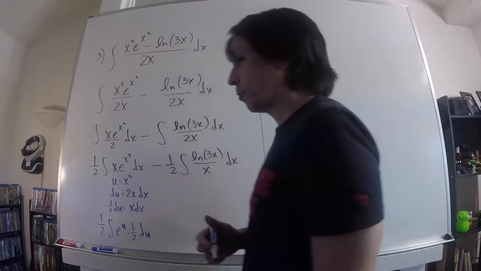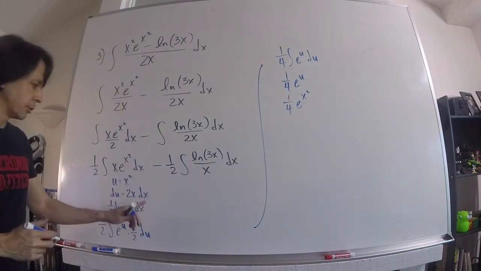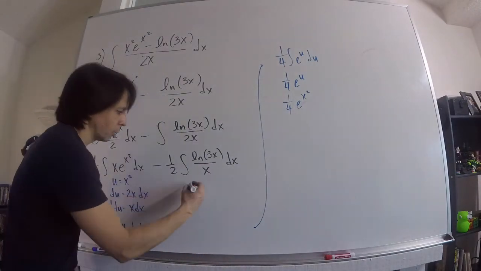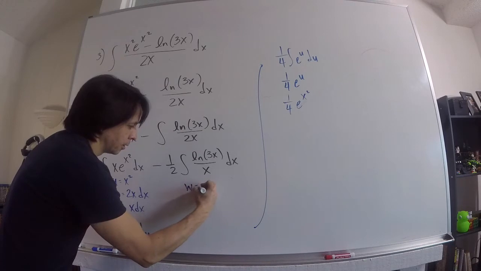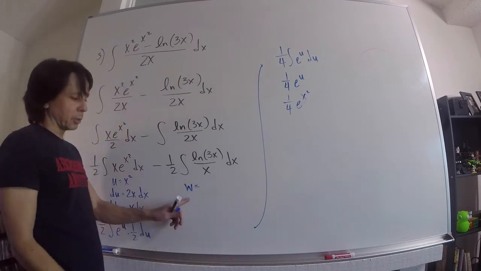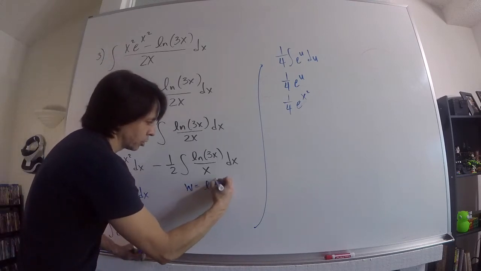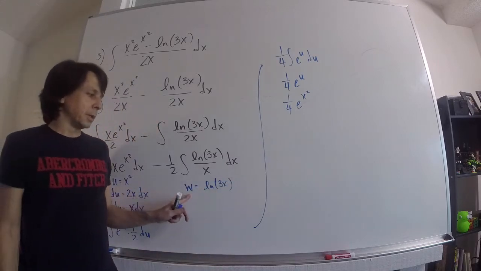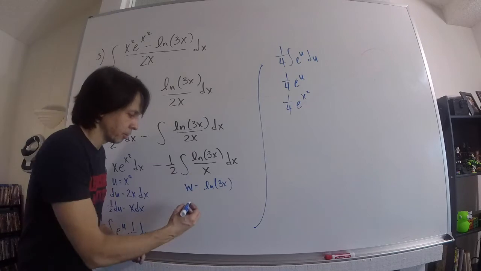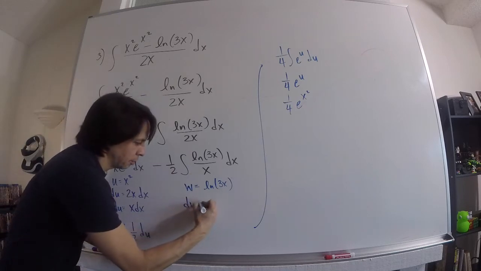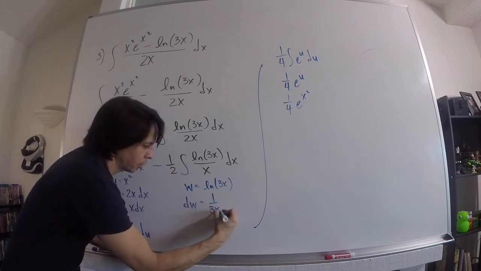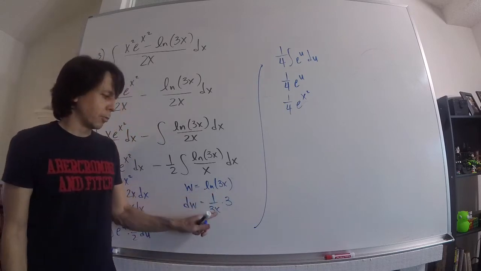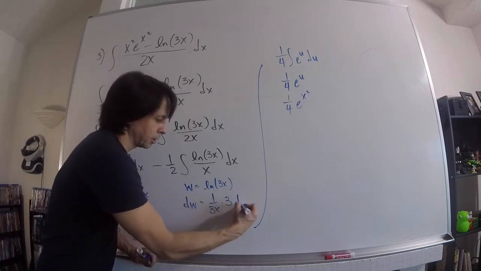If that was the only thing I'm doing. It's not the only thing I'm doing. I'm also doing this one. So for this one I'm going to use another variable substitution, but I'll use w. It's going to be the ln, because when I take the derivative of that, my dw will have an x in the bottom, 1 over x. dw is equal to, as I said before, chain rule, 1 over the inside times the derivative of the inside, 3 dx.